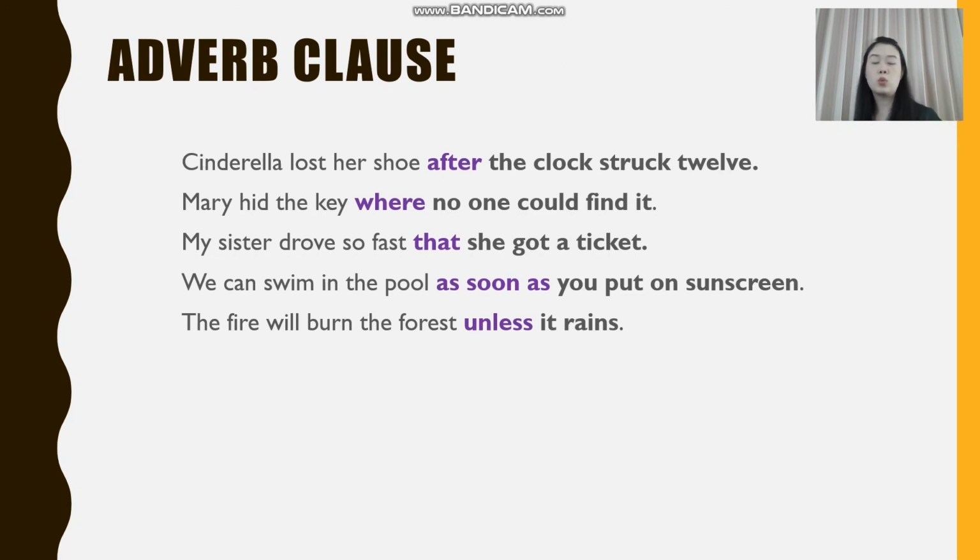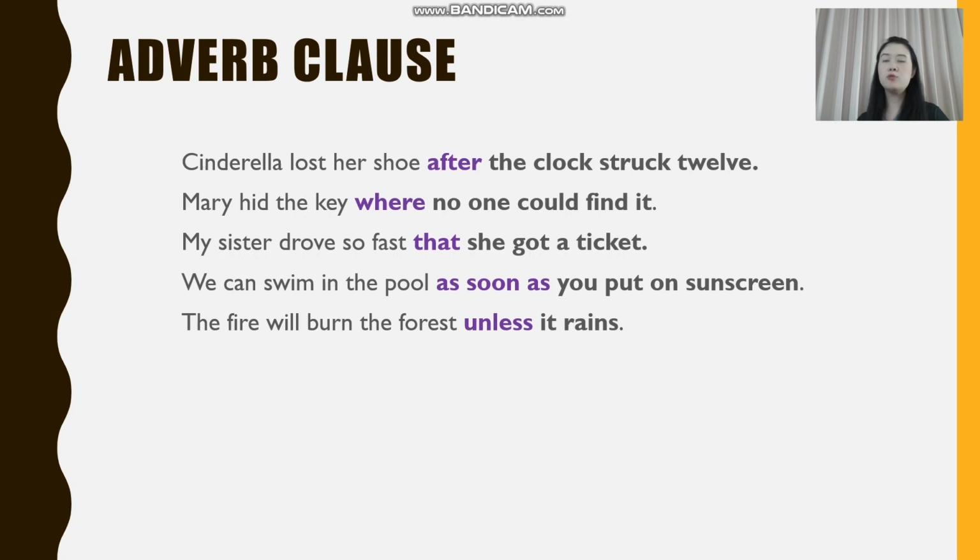And another one, we can swim in the pool as soon as you put on sunscreen. This is to modify swim, right? Can swim as soon as you put on sunscreen. The fire will burn the forest unless it rains. What does unless mean? Unless means if not. The fire will burn the forest if it doesn't rain.